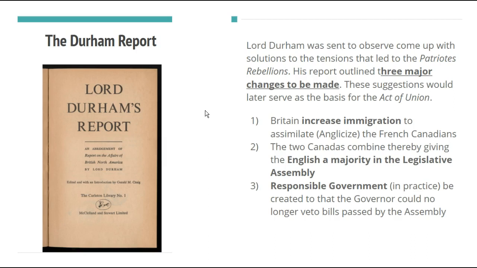Thirdly, Durham suggested the creation of responsible government. We've spoken about responsible government at length, what that means, but at the end of the day, that is what the 1837 rebellions were all about: government that represented the people, that was responsible to the people. So Durham suggests, rather logically, that makes sense. We should give them responsible government. That's what caused the rebellions.